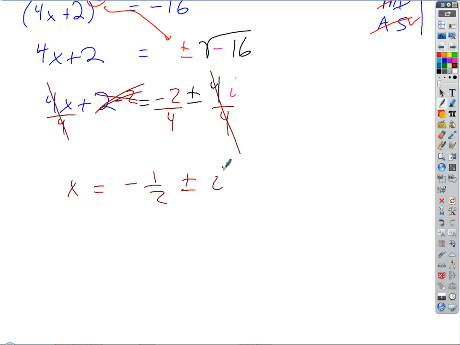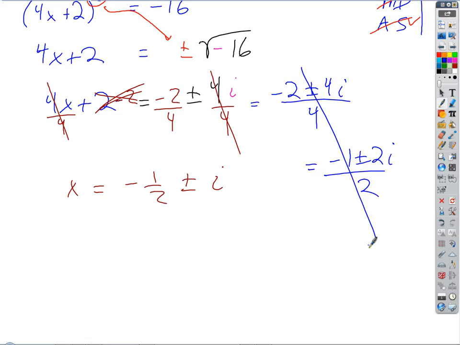What people were getting stuck with, if they wrote this as negative 2 plus or minus 4i over 4, they were either leaving it like that, or maybe they were writing it as -1 plus or minus 2i over 2. But that's not fully simplified, because the 2 over the 2 can be reduced more if I break them apart. See what I'm saying? So it's just better not to do it that way, I believe.